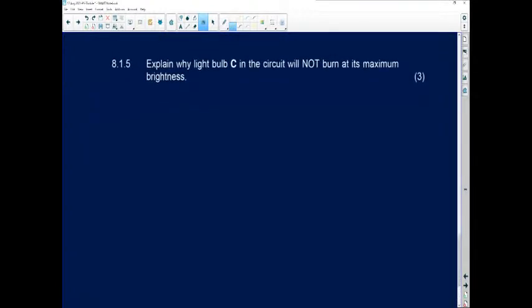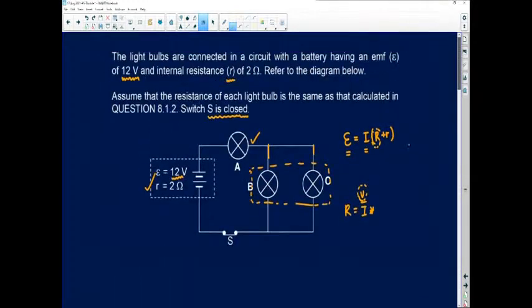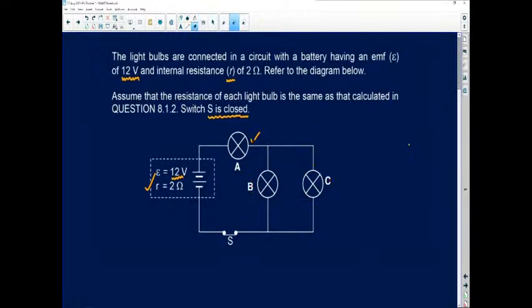So the next question says, explain why light bulb C in the circuit will not burn at its maximum brightness. Let's go back to the circuit. Let's see what's happening in the circuit. Now remember, there's a big thing with resistors in series and resistors in parallel and so forth. So now if you look at resistor number B, it is in parallel to B and C. Remember, if you look at the formula, P is equal to V squared over R. If there is an increase in power, there's a decrease in resistance.